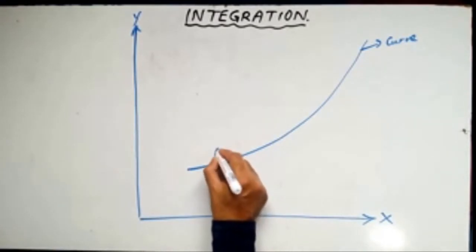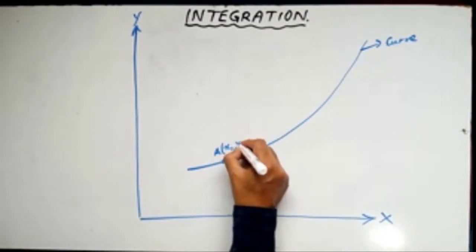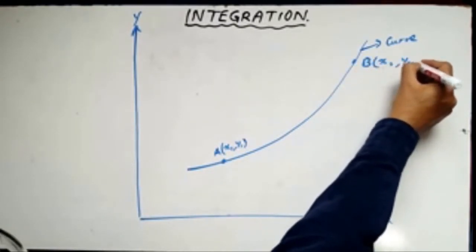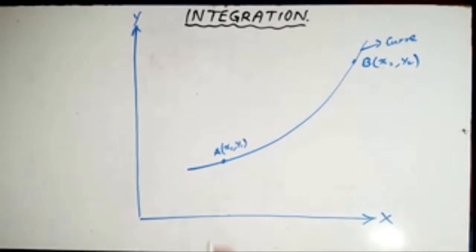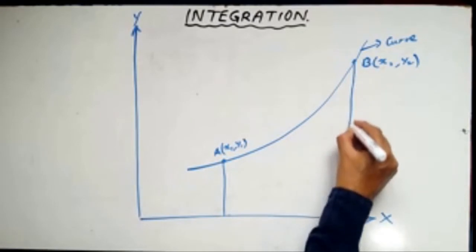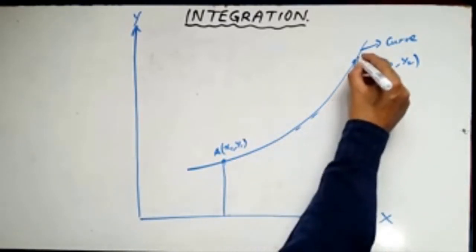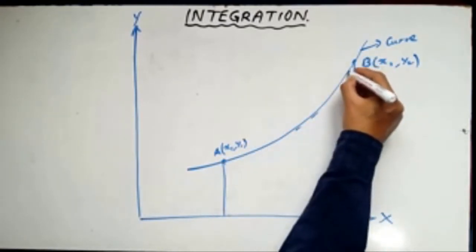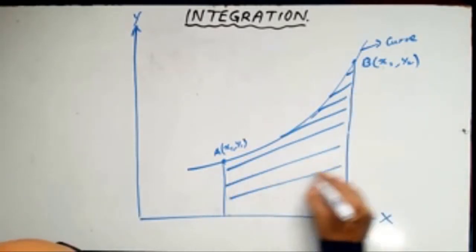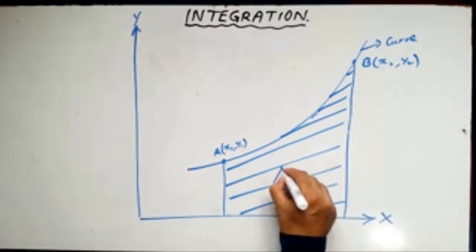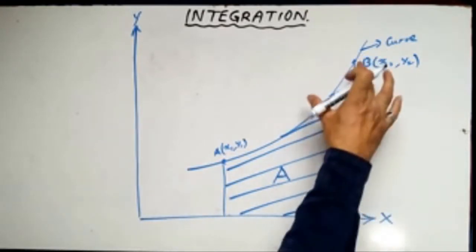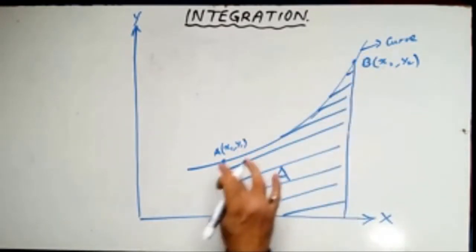Let's take a point A on the curve, x1 and y1. Let's take a point B on the curve, x2 and y2. What is integration? Integration is the process of finding out the area under the curve. So if I take a point A and B and find out the area under this curve, let's say it is the area A. So integration is the process of finding out the area under the curve between the points A and B.